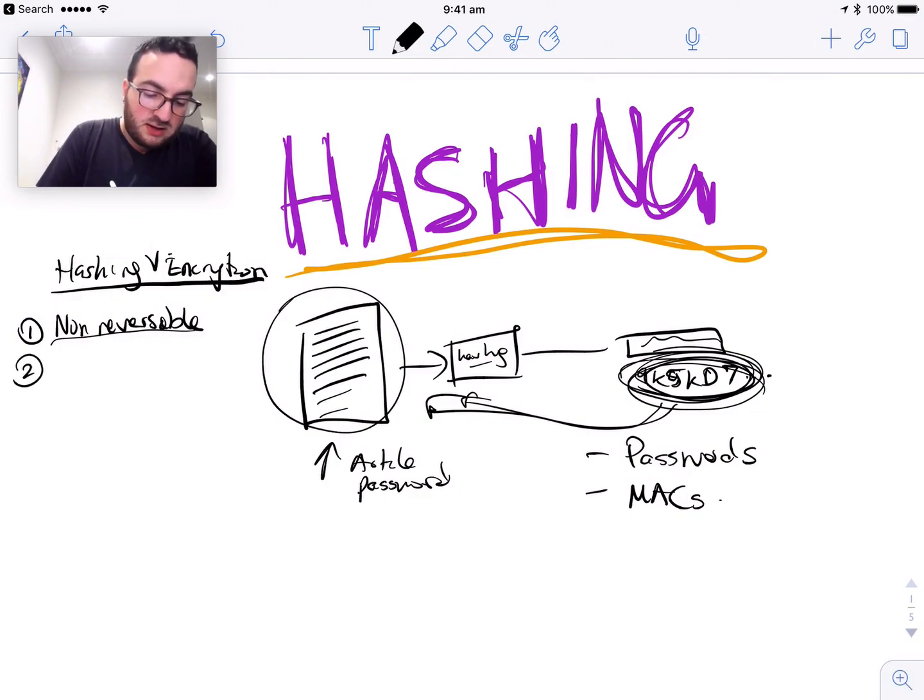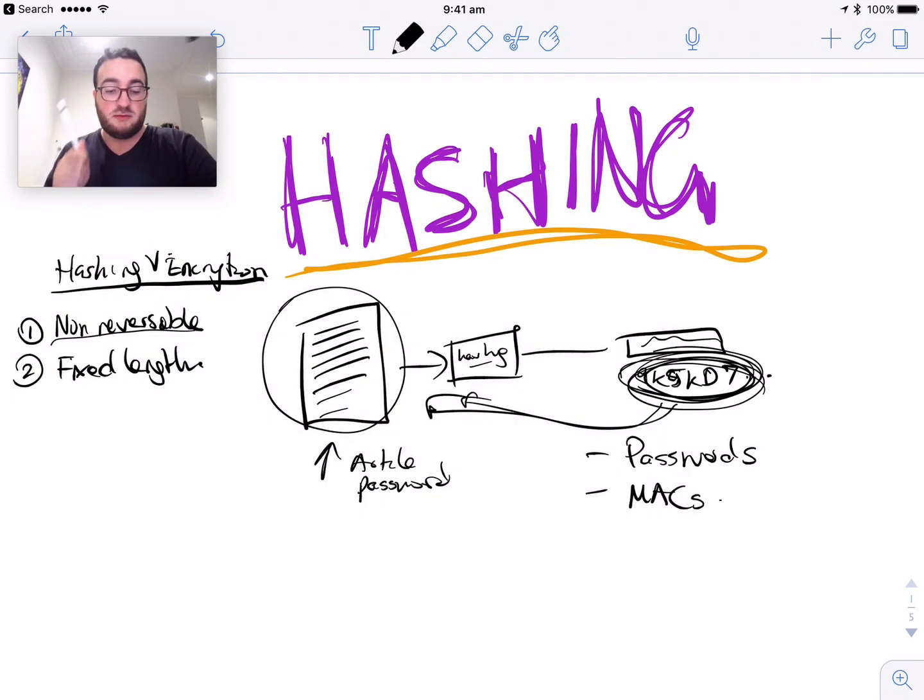Second property of a hash is its fixed length. Encryption, if you encrypt a little sentence, it'll be about the same length as a little sentence. But if you encrypt the entire dictionary, you're going to get an entire dictionary's worth of encryption. Hashes are different. Even if you hash a single word or a single full stop, the output is always going to be the same length. So it's a fixed length output, usually like 128-bit or 64-bit, depends on the hash.